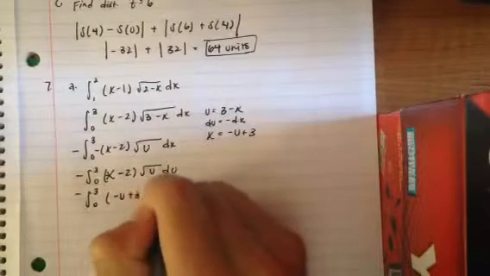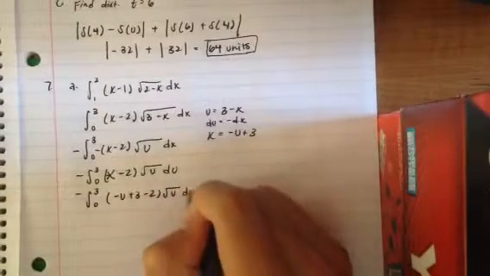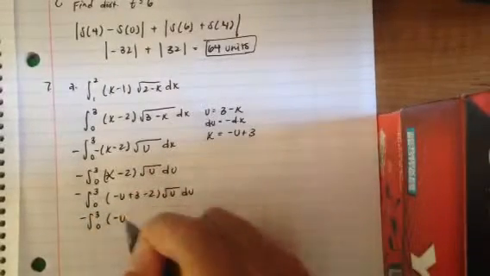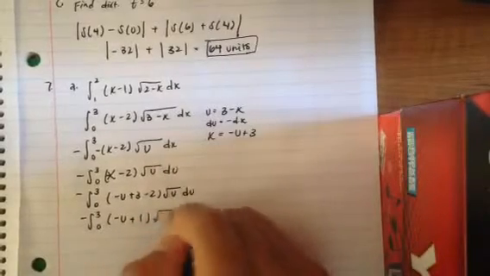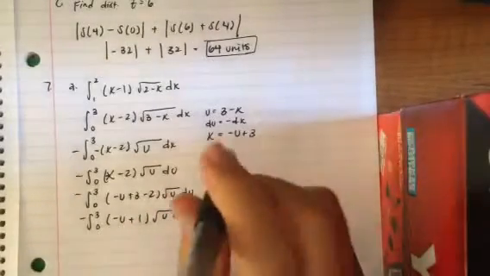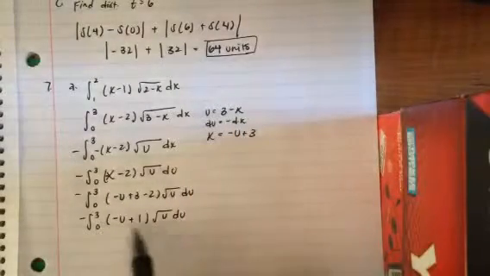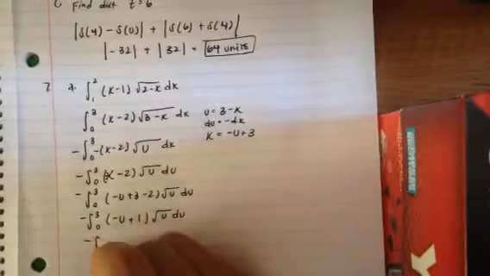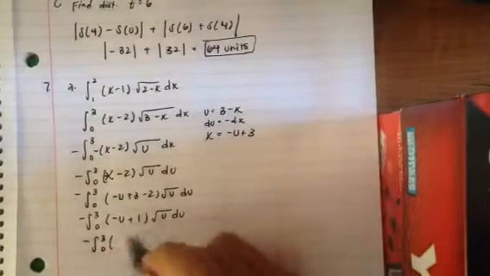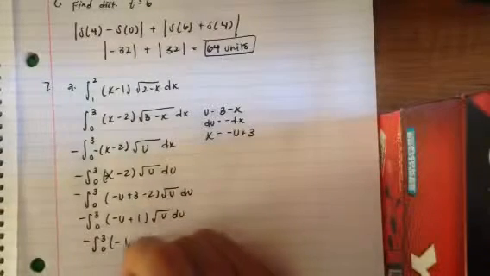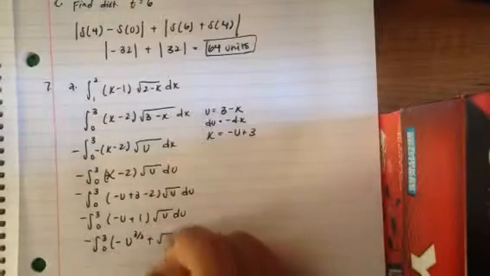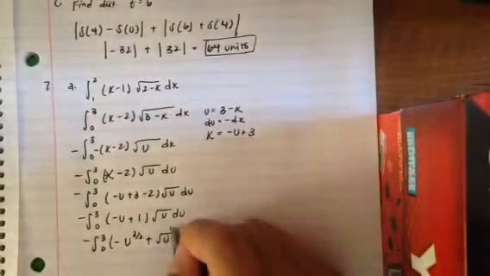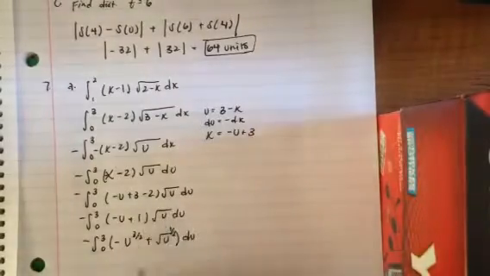Negative u plus 3 minus 2 times the radical u du. And we'd get a negative u plus 1 square root of u du. To take the antiderivative, we just push this in and distribute. So it'd be negative 3 times u to the 1 half minus u to the 3 halves plus square root of u, or u to the 1 half, du. I'll just change that real quick, u to the 1 half.